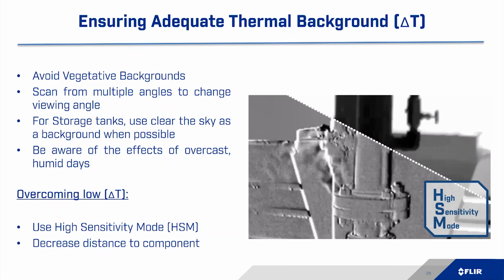We go through it in much more detail in the class, but general suggestions are to avoid vegetative backgrounds. As you can imagine, air temperature and most vegetation, whether it be grass or trees or foliage, are very, very close in temperature. So you're going to have a minimal delta T when your air temperature is very similar to your background. So trying to avoid these vegetative backgrounds is always a good rule of thumb. In general, scanning from multiple angles to change that viewing angle, which is always going to keep some variation with regards to your delta T values, is a good idea.